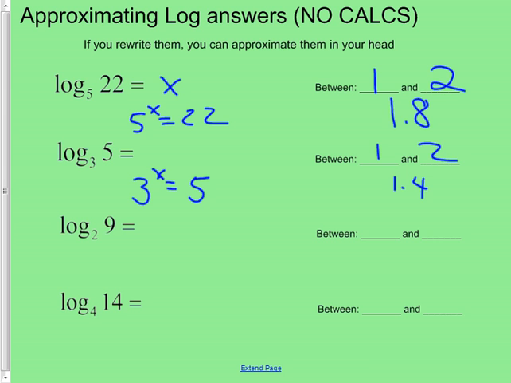All right, so this one, it's 2 to the x equals 9. 2 squared? No. 2 to the third? Too small, but close. 2 to the fourth? Too big. So it's between 3 and 4. The idea? All right. Then let's start your homework.